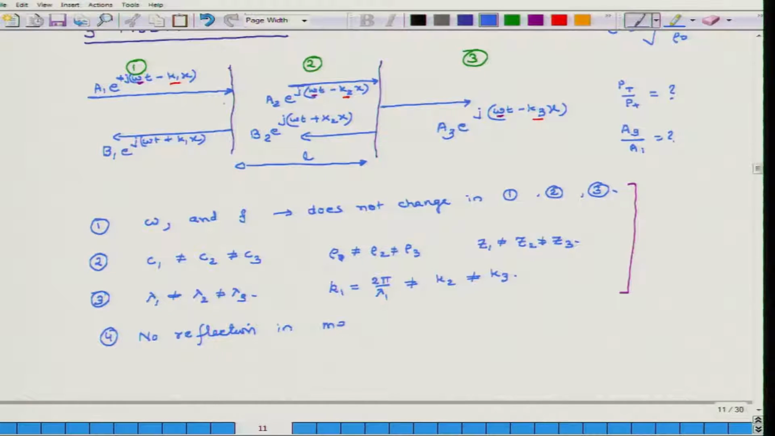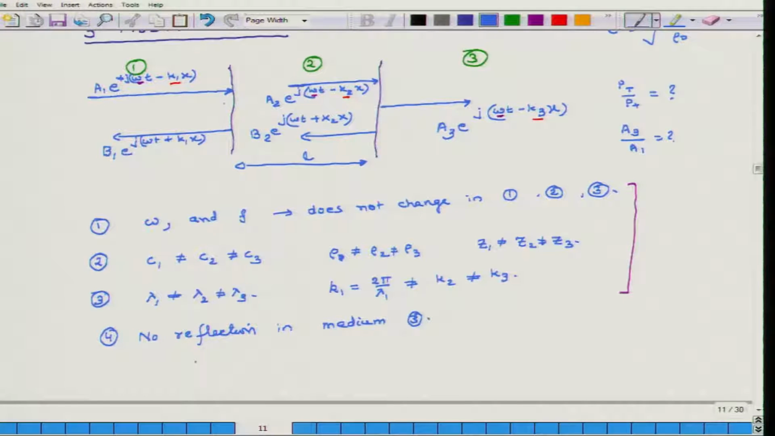in the third medium. So, there is no reflection in the third medium. That is also something which we have incorporated into the model.